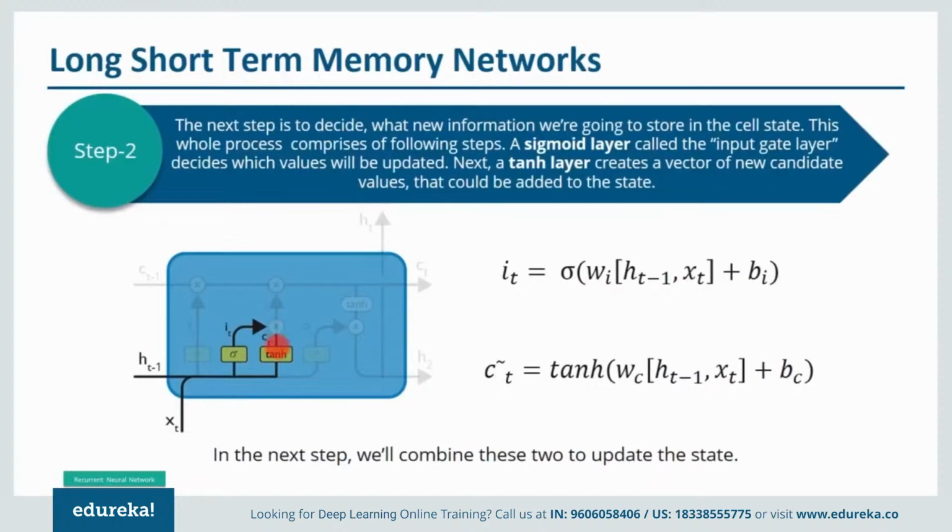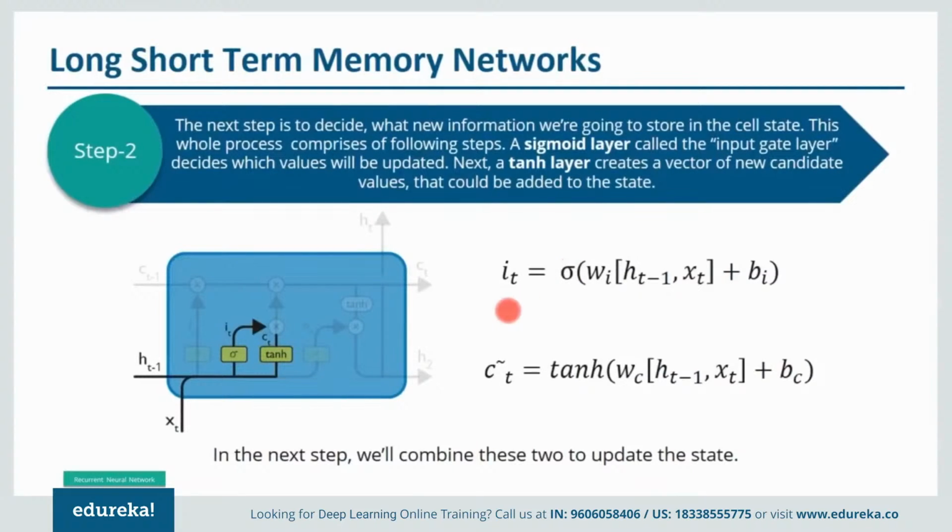Alright, so let me explain it in simpler terms. Whatever input we are getting from the previous timestamp and the new input will be passed through a sigmoid function, which will give us it. This it will be multiplied by C bar t, which is the input from the previous timestamp and the new input passed through a tanh, and this will later be added to our cell state. And the next step will combine these two to update the state.